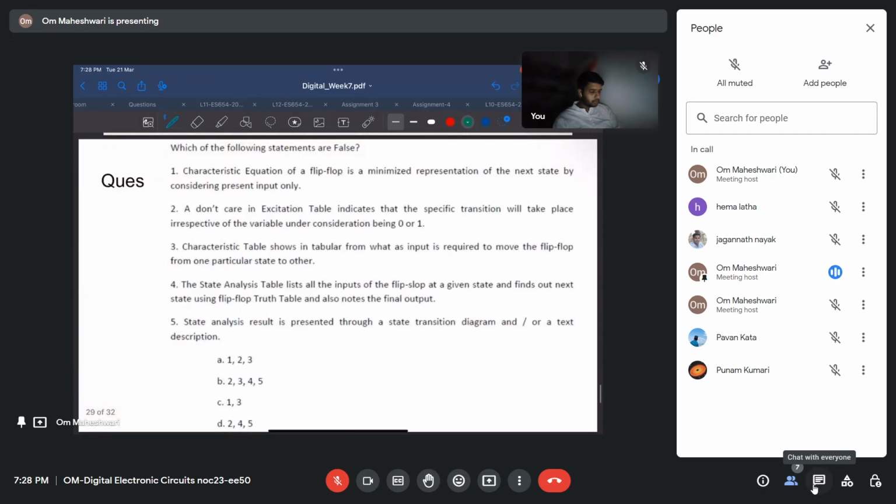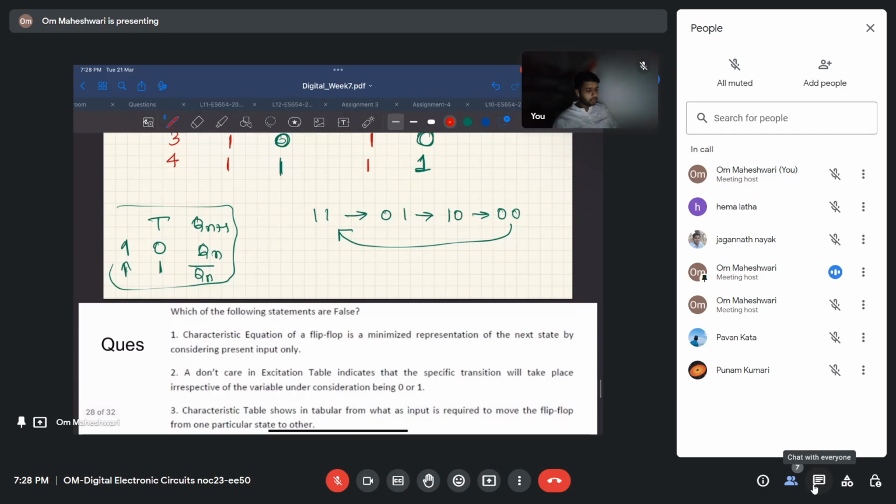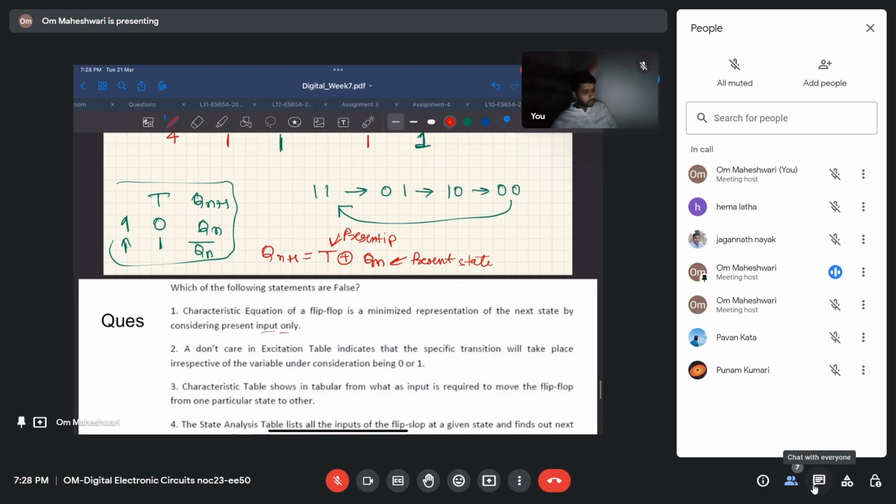Another question that I have is a theoretical question. The characteristic equation of a flip-flop is a minimized representation of the next state by present input only. This is false. In characteristic equation, we consider both, right? Qn plus 1 equals T XOR with Qn. So we consider both the present input and present output or present state. So not input only. This is false.